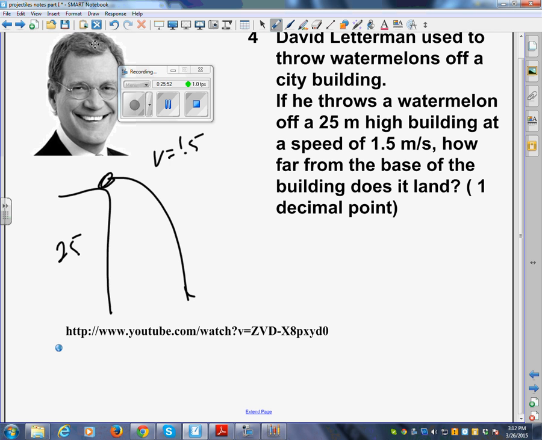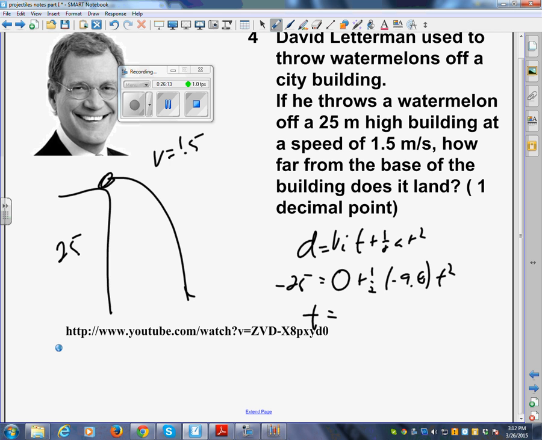Okay, so it's going to be d equals v_i t plus a half a t squared. What's the distance? Minus 25. What's the initial vertical component? 0. Half of minus 9.8 t squared. So t is equal to, and you have to be able to do that math. You can't stop and think about that. You have to just know how to do that. Practice, practice, practice. 25 divided by 4.9, square root. 2.26.